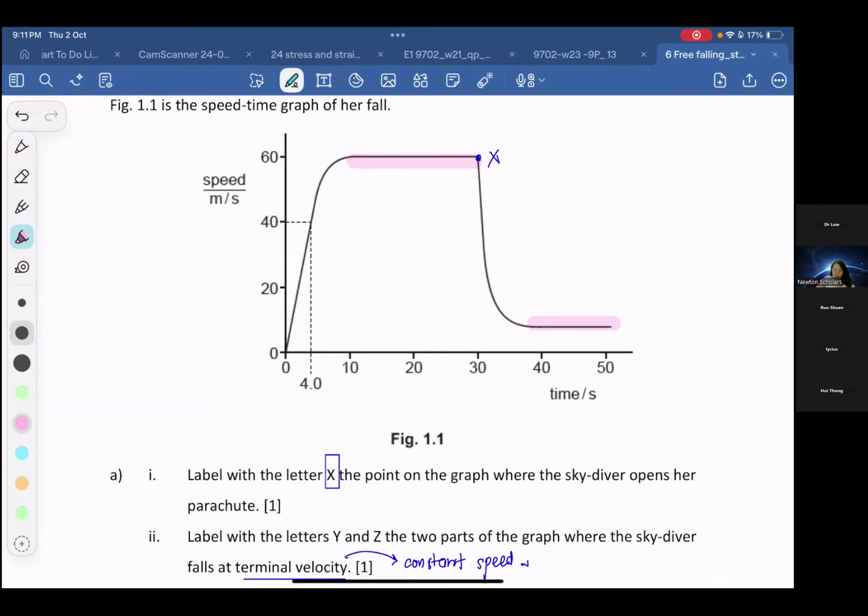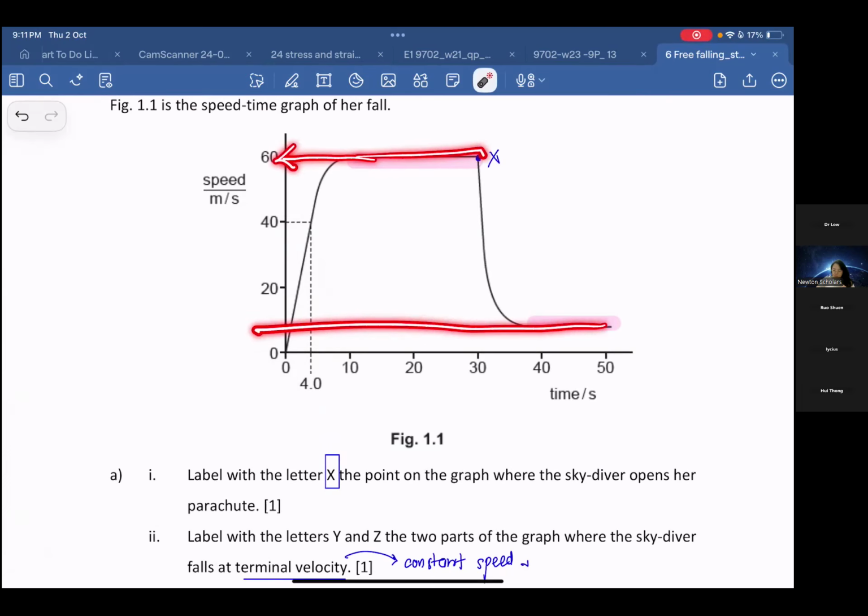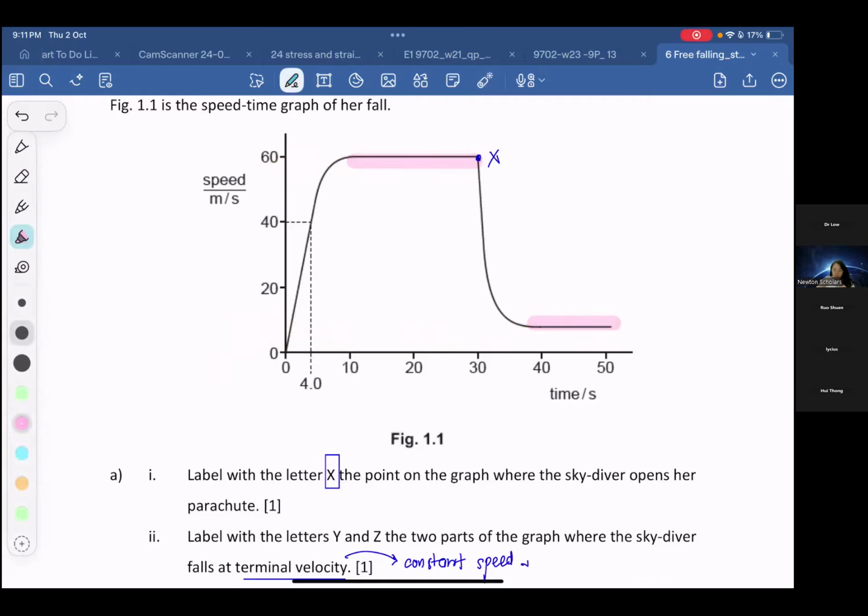Can you see that? For the upper part here, it is maintained somewhere here, 60 meters per second. For this one, it might be somewhere here, less than 10, maybe roughly 8. It maintains the same speed. So at here we should label Y, at here Z. Two parts. It's not a point, it's a part, for the skydiver achieving terminal velocity. Is that clear?